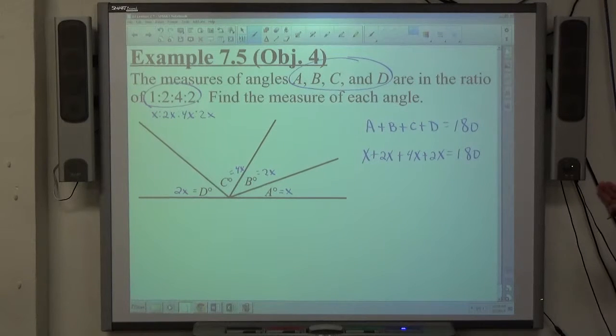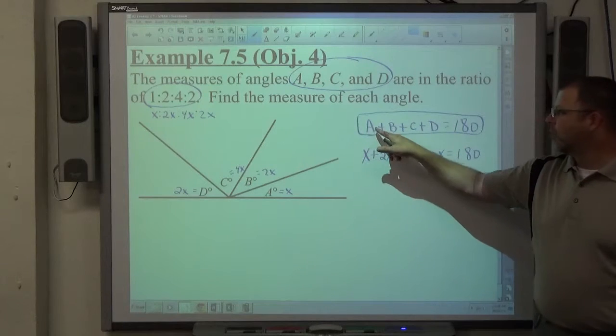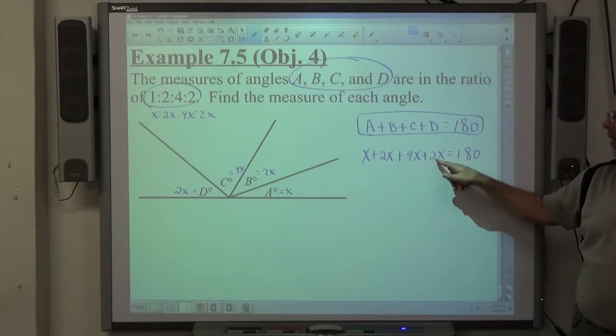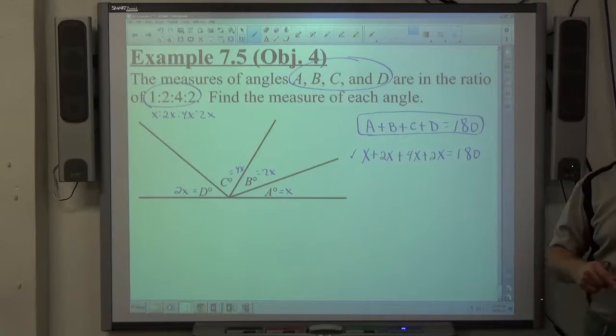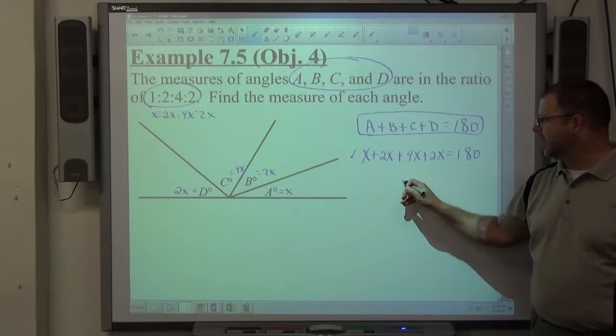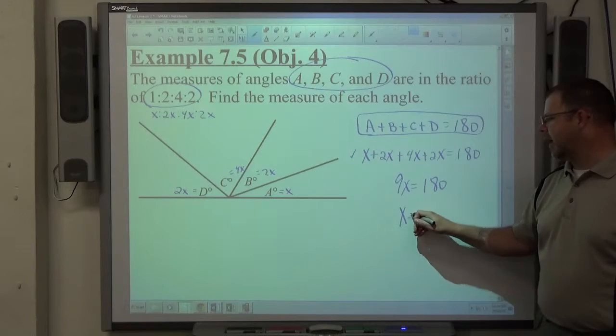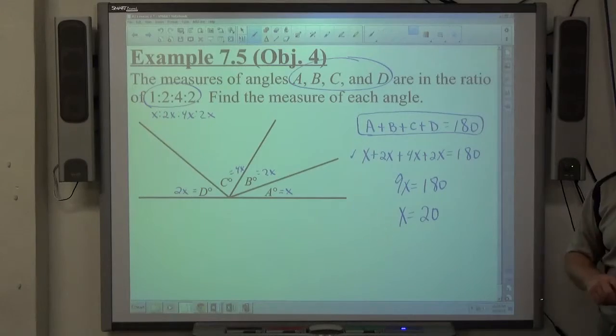Once I get down to just an x equation, again, the earlier one is true but not very useful. Once I substitute x terms in for all these letters, now I've got a very useful single variable equation. Now I can solve it. 1 plus 2 plus 4 plus 2 makes 9x. And if 9x is 180, x therefore has to be 20.